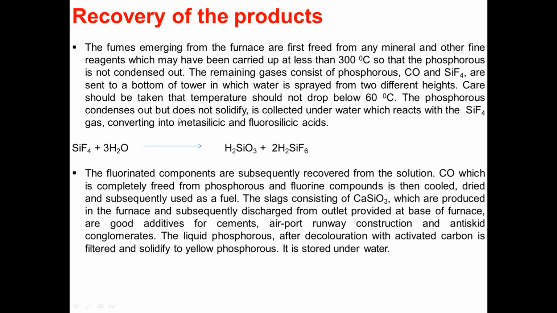The phosphorus condenses out before but does not solidify, and it is collected underwater, which reacts with silica fluoride and converts into metasilicic and fluorosilicic acids. The fluorinated components are subsequently recovered from the solution. Carbon monoxide, which is completely freed from phosphorus and fluorine compounds, is then cooled, dried, and subsequently used as a fuel. The slags consisting of calcium silicate, which is produced in the furnace and subsequently discharged from the outlet provided at the base of the furnace, are good additives for cement.